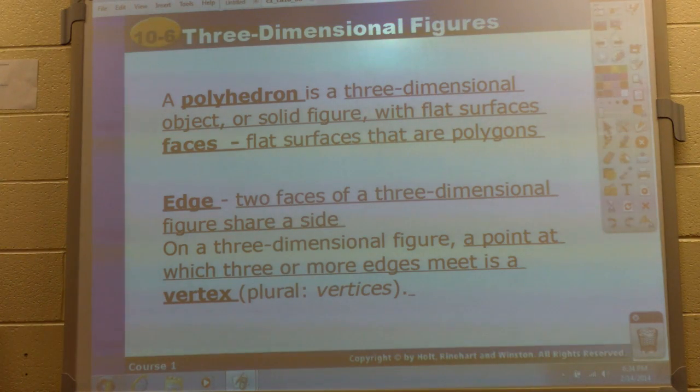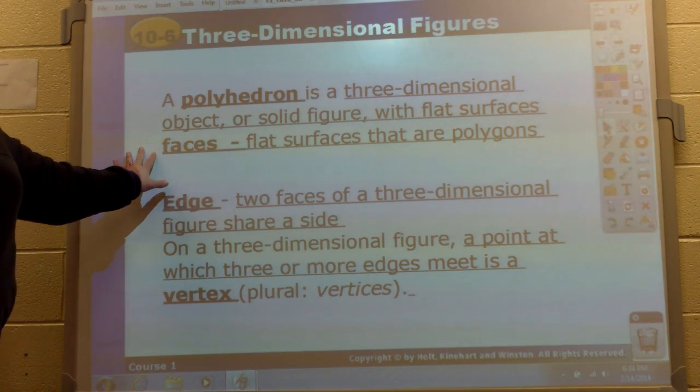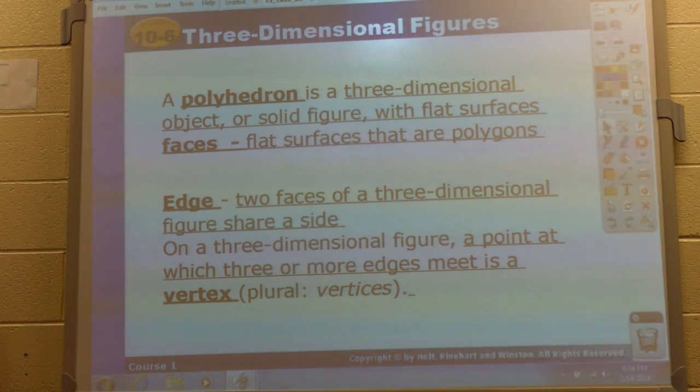You have your polyhedron, which is just a three-dimensional object or a solid figure with flat surfaces. Your faces are the flat surfaces that are polygons. Edges are where two faces of the three-dimensional figure share a side. And the vertex is just where those two edges meet.